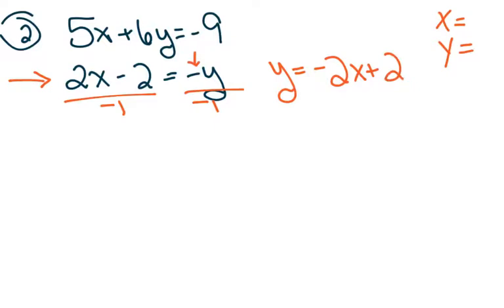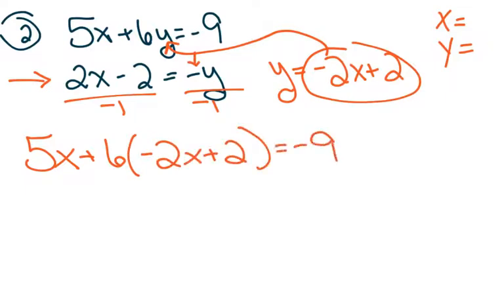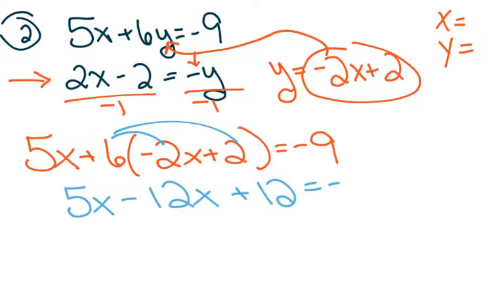Since I have an equation that reads y equals now, I can substitute it in where I see y in the other equation. So rewriting this, I would have 5x plus 6, and then instead of the y, again, we're substituting in negative 2x plus 2, and it equals negative 9. All right, I'm going to use my distributive property. So now I'm at 5x minus 12x plus 12 equals negative 9.